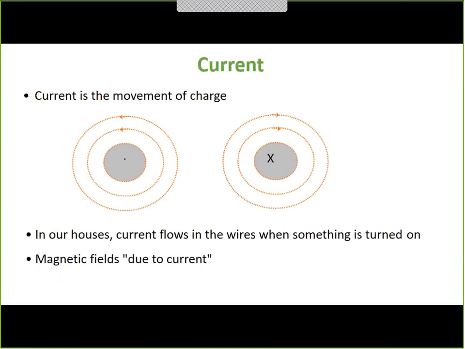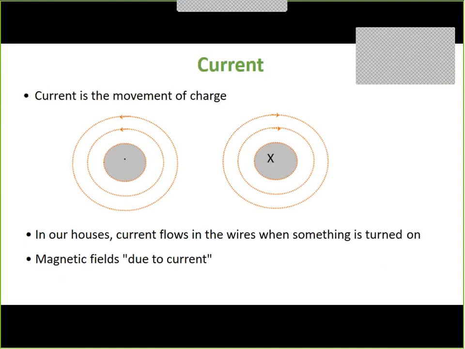And I'm speaking of current. What is current? Well, voltage is the separation of charge. Current is the movement of charge. So you have so many coulombs of charge moving down a wire and coming back on another wire. And these currents create magnetic fields rather than electric fields.